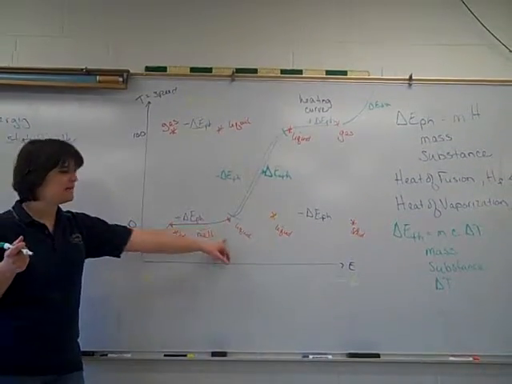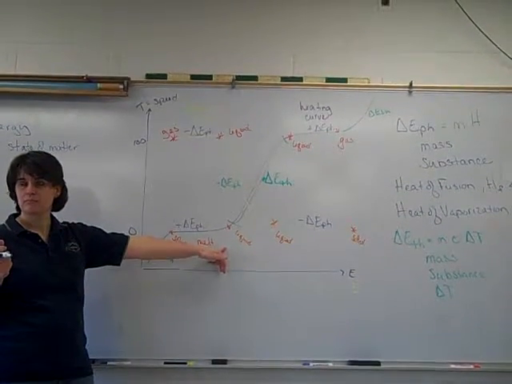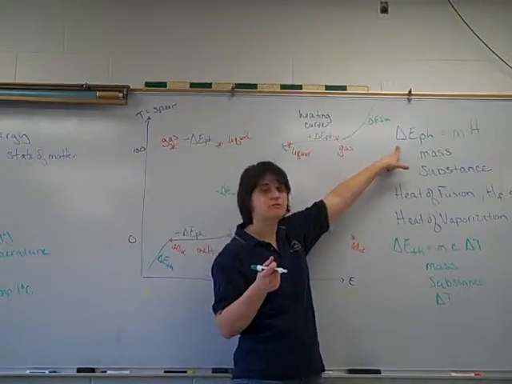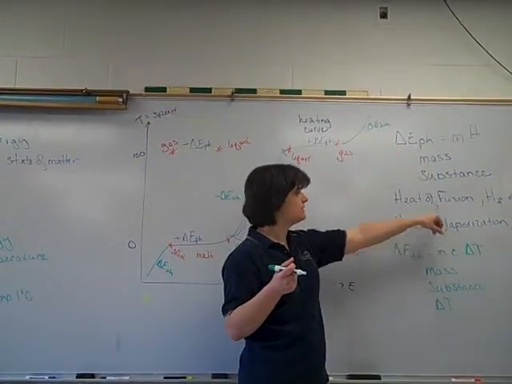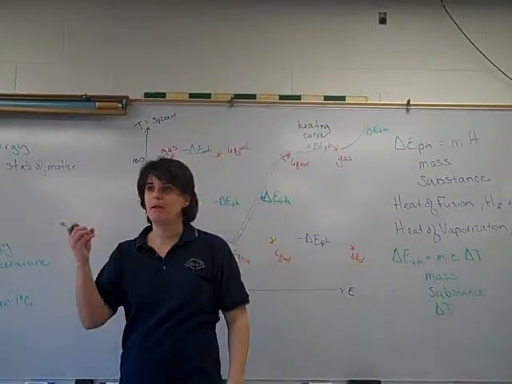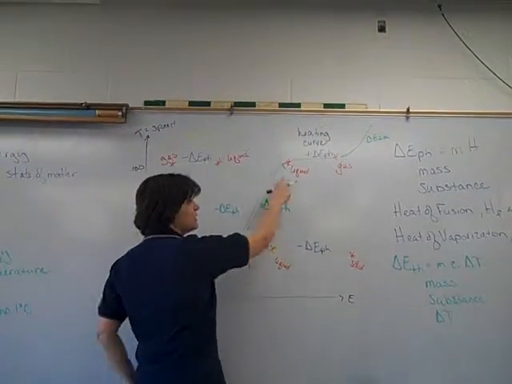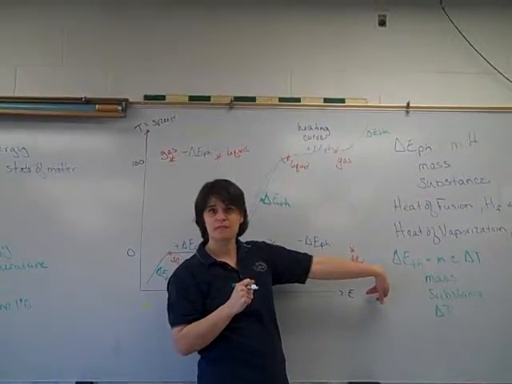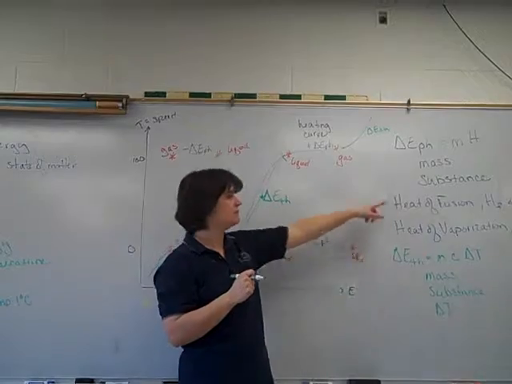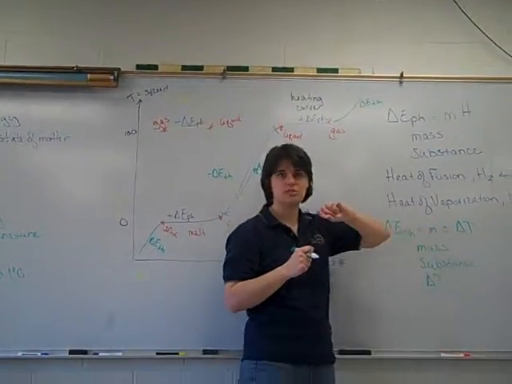Then we have to add energy into it to melt it all. What's that going to depend on? Change in energy, the heat of fusion and the mass. And then we're going to heat it up to boiling. What's that going to depend on? Thermal energy again. So the mass, the specific heat, the change in temperature.